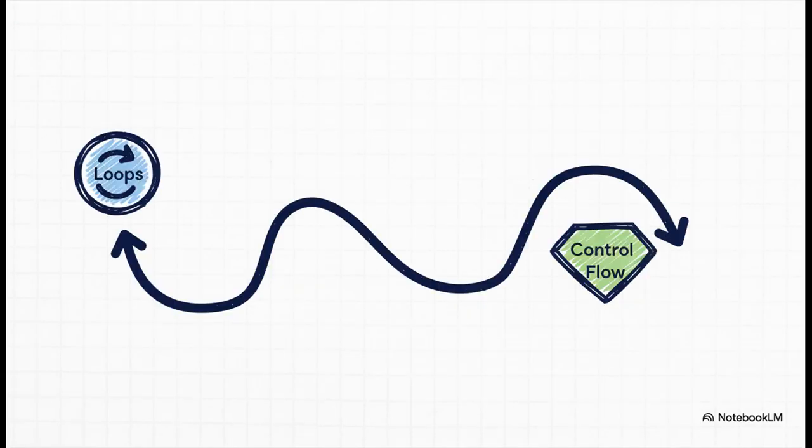Now that you've got a handle on how JavaScript loops and iterates, you have a really critical piece of the programming puzzle. So the next logical stop on our roadmap is control flow, where we're going to learn how conditional statements and error handling guide our program's every single decision.